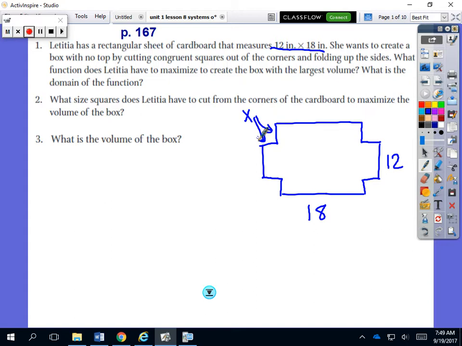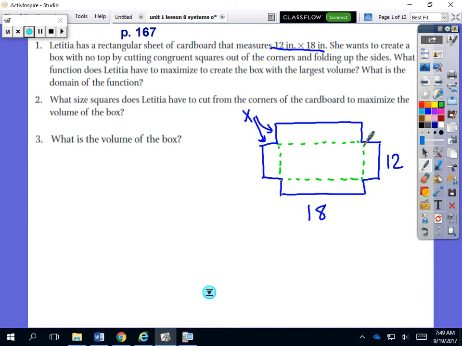She's going to fold up those sides. It's kind of like putting together a little puzzle, or one of those little toys you get where you have to put it together. You fold up the sides, and once these corners meet on the sides, you have a box. You tape it together or something. But the problem is, we don't know how much she has to cut out to make the biggest box out of this piece of cardboard. What size squares does she have to cut?